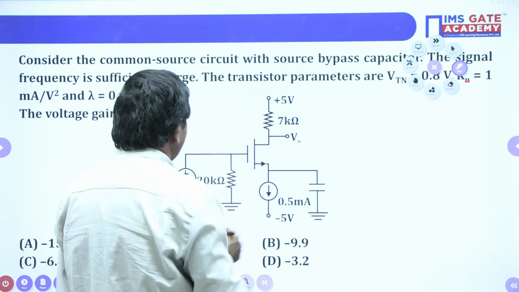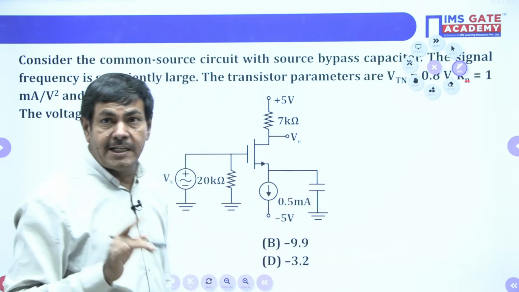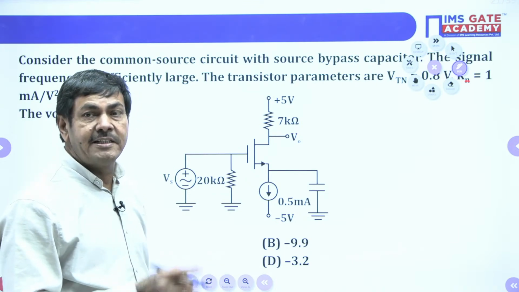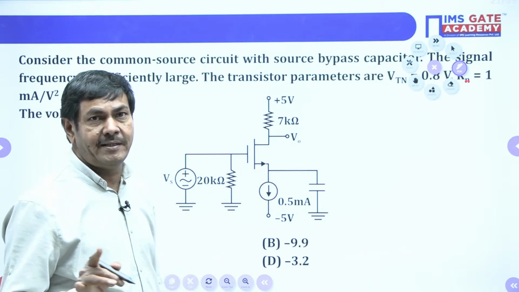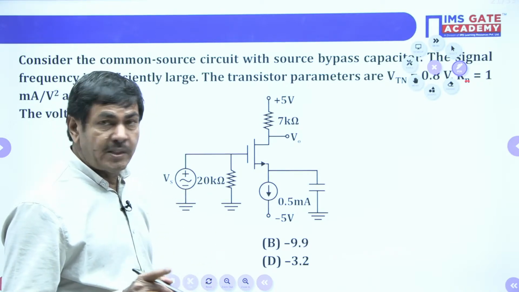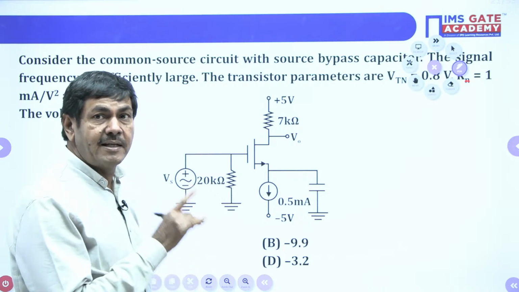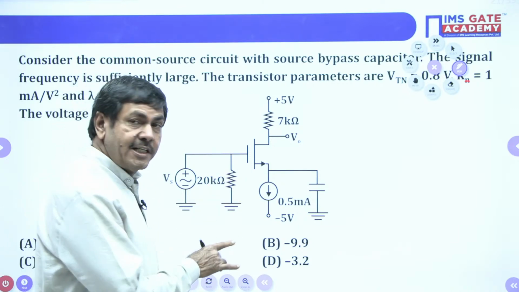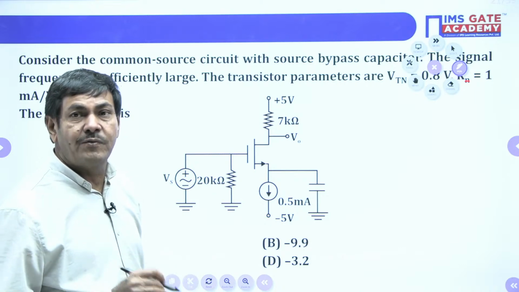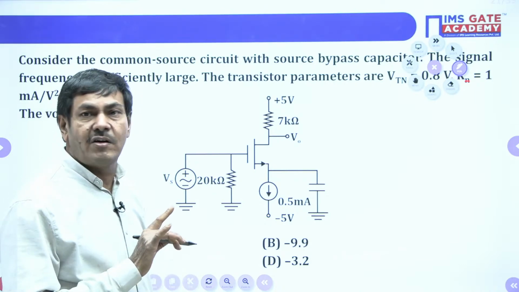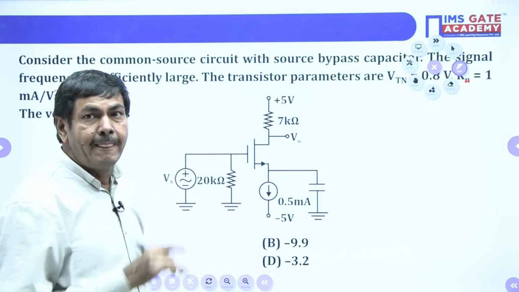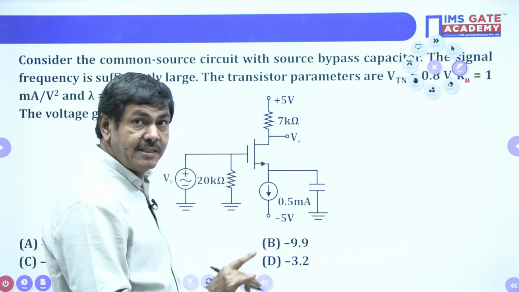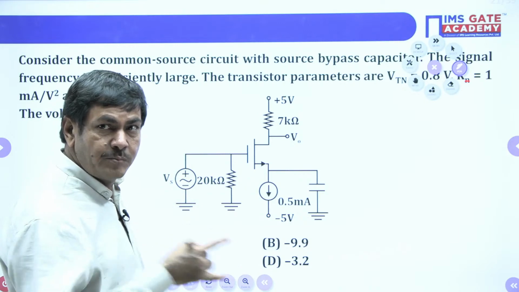Now please watch. In this problem, we need not identify whether it is in saturation, triode mode, or cutoff mode. Why, sir? In an analog circuit, when asked to find the voltage gain, the MOSFET is in saturation mode only. Only when the MOSFET is in saturation mode can we find the voltage gain. If it is a transistor, it must be in the active mode. That point is very important. Anyhow, we should assume it is in saturation mode, and based upon that we move ahead.